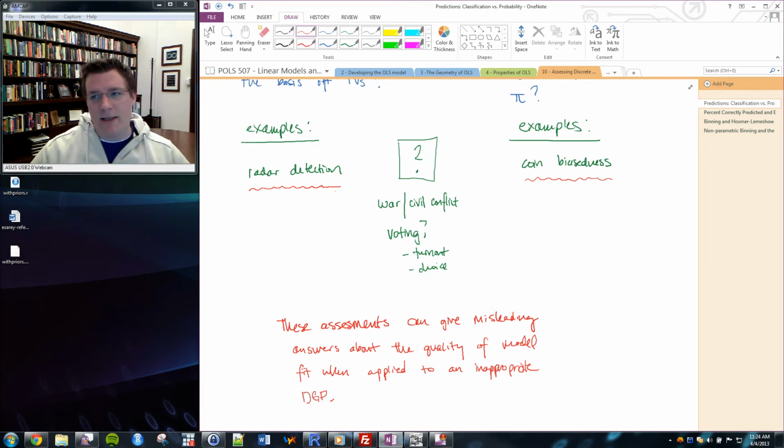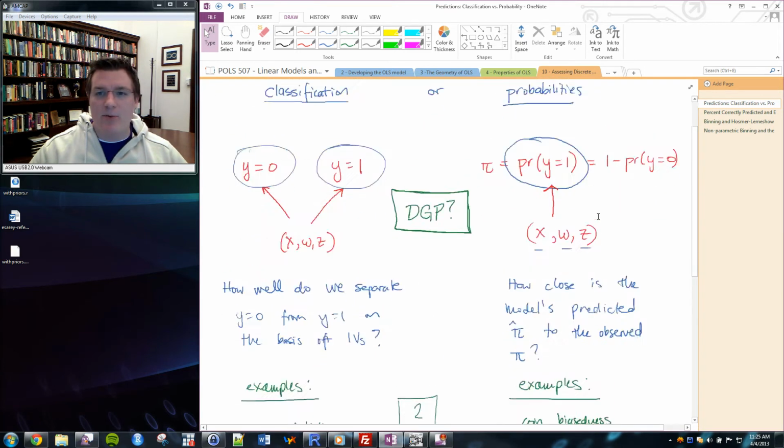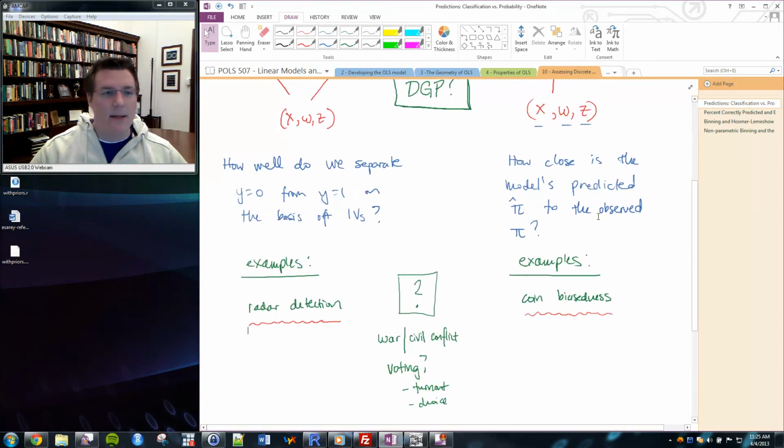So now what I want to talk about is some examples of these different types of assessment mechanisms. First, I'm going to talk about a few different assessment mechanisms in the classification type family: percent correctly predicted, the expected percent correctly predicted, and the ROC curve. And then I'm going to talk about some probabilistic assessment mechanisms. In particular, the Hosmer-Lemeshow statistic, which is just an application of a binning type algorithm, and then a non-parametric extension of Hosmer-Lemeshow that Andrew Pierce and I recently developed.